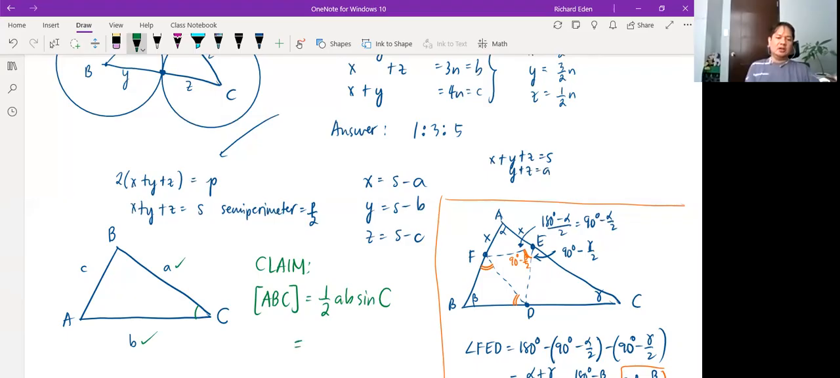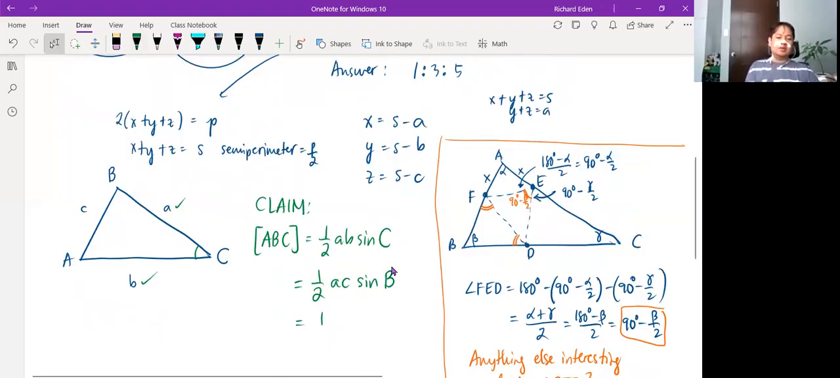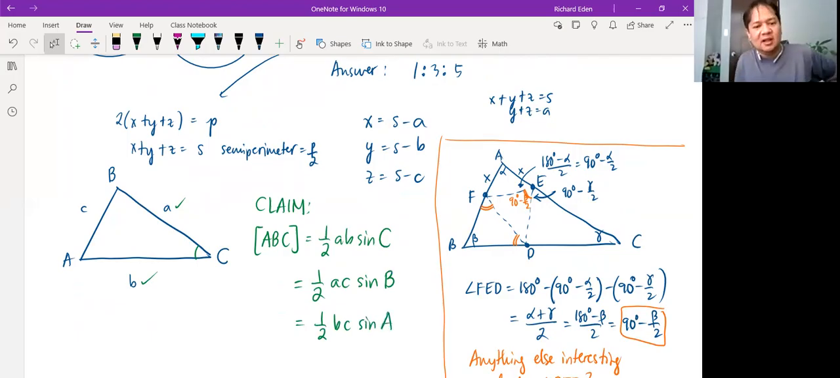But we can also compute it this way: 1/2, let's take the sides A and C. So now we're taking a different pair of sides. Earlier it was AB, this time A and C, multiplied by the sine, and you can just switch the variables. So 1/2 AC sine B and also 1/2 BC times the sine of angle A. All right. So this is what I wanted to prove.